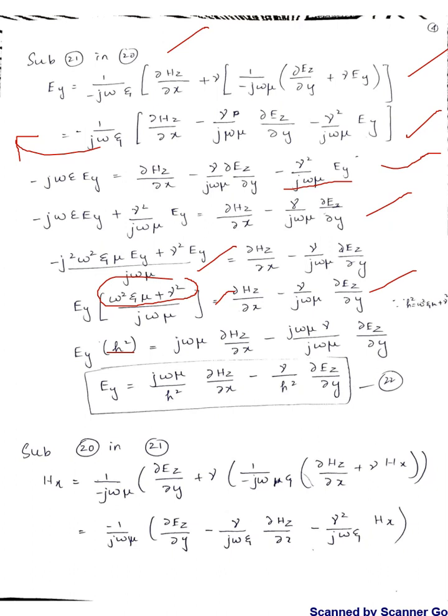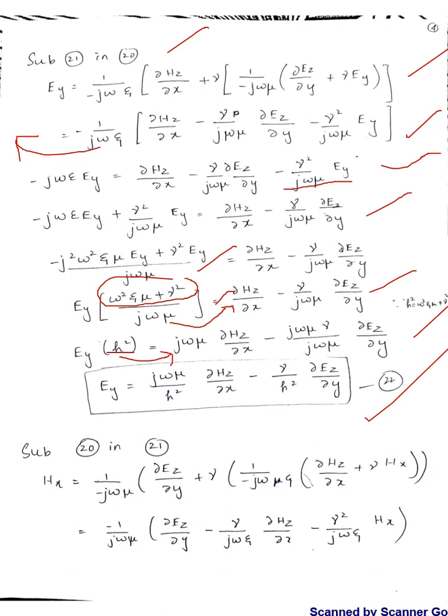So Ey times h square, and this term I'm going to bring to the right hand side, and the remaining terms I'm going to write as it is. And after that, at last I'm going to take this h square also to the right hand side. So from this I can write the Ey term alone. So this is how I have got the Ey.